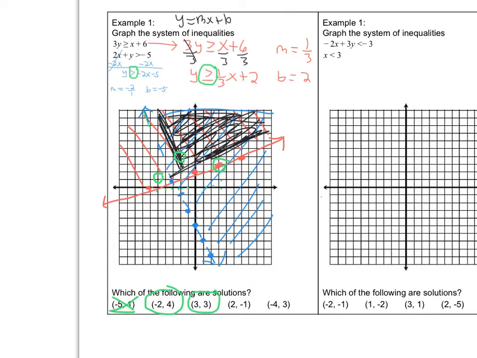And then 2 comma negative 1. 1, 2 comma negative 1 falls right here. That is not in the dark section, so that is an X. And then negative 4 comma 3. Negative 1, 2, 3, 4 comma 1, 2, and 3.